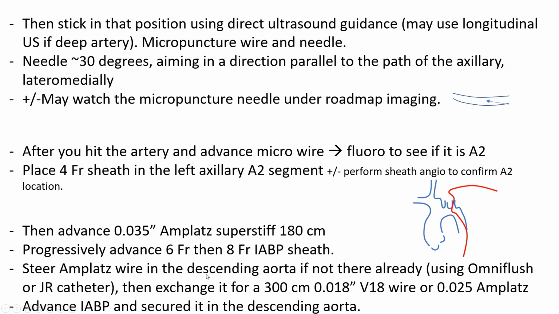Then you exchange it for a 300 centimeter 0.018-inch wire or 0.025-inch Impella wire. Keep in mind the balloon pump catheter does not go over a 0.035-inch wire. Then you advance your balloon pump in the descending aorta and you secure it in the descending aorta.